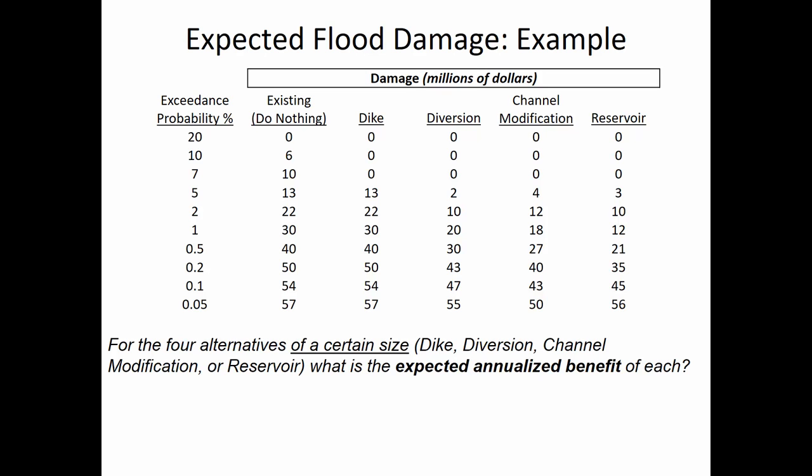Now, one of the things that we don't see immediately is the 1,000-year storm. That 0.1% exceedance probability is the 1,000-year storm. Well, $54 million is a lot, but there's only a 1 in 1,000 chance that's going to happen. So on an annual basis, the threat of that 1,000-year storm is pretty small, because the risk is spread out over 1,000 years.